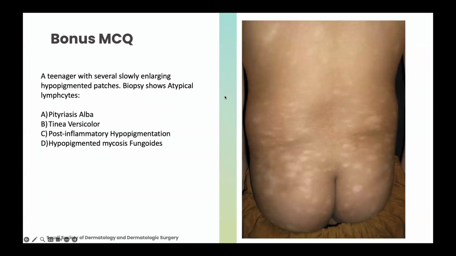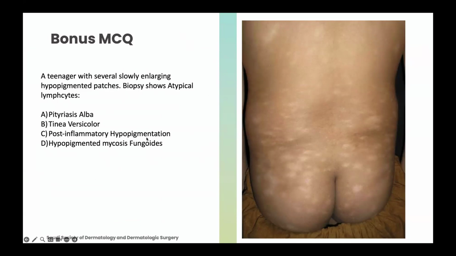D. You guys are really good. Correct. This is D. If I knew that was the level, I would put more hard questions. So this is hypopigmented mycosis fungoides. Of course, the biopsy shows atypical lymphocytes, which gives it away.